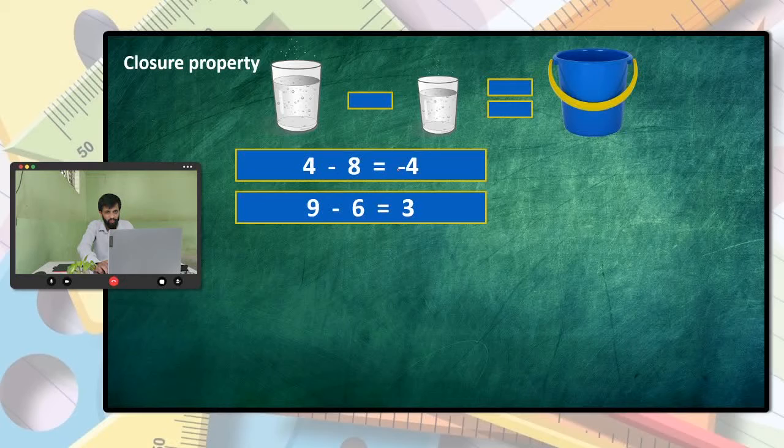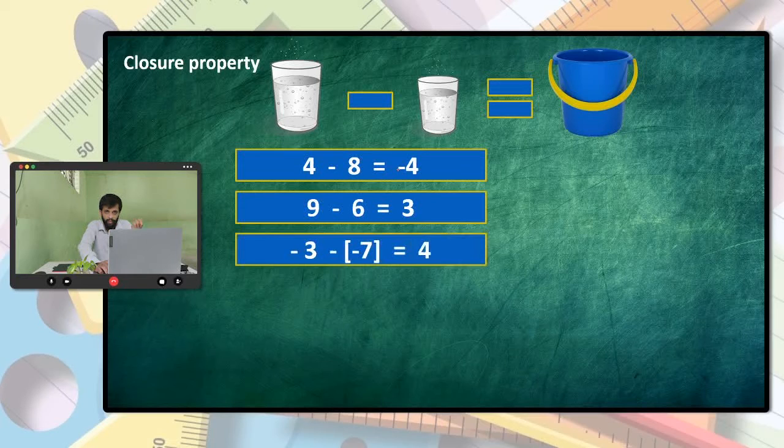I'll move a little bit fast over here since you have got the idea of how we calculate this. So 9 subtracted with 6, the answer is 3, again an integer. Minus 3 minus 7, so I have taken two negative integers and subtracted them. What is the result? The answer is 4, which is a positive number, but it is also an integer, so it works good.